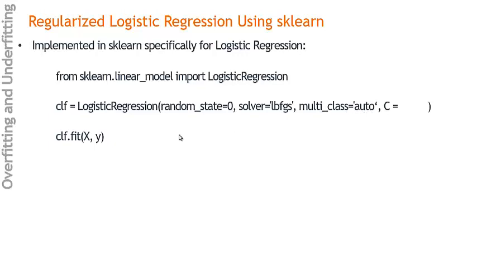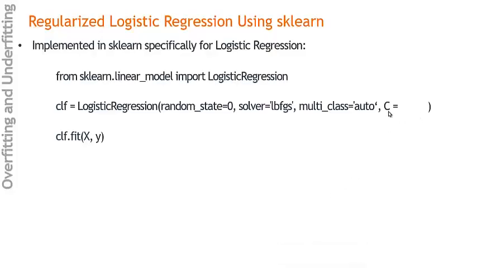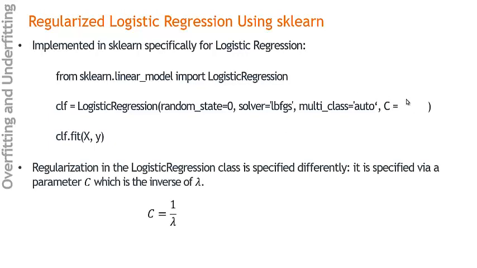So this is going to look at y and see if y has 2 classes or more than 2 classes. C we'll discuss in a minute. C corresponds to my lambda, but it's not true that C is equal to lambda. But C gives me my regularization. So once you have the model set up, then the model is trained on training data X, y. X is your training data, y is your corresponding labels. And then you can simply use clf.predict on other data to predict the classes for the logistic regression model.